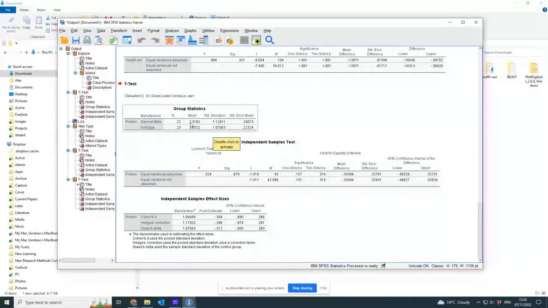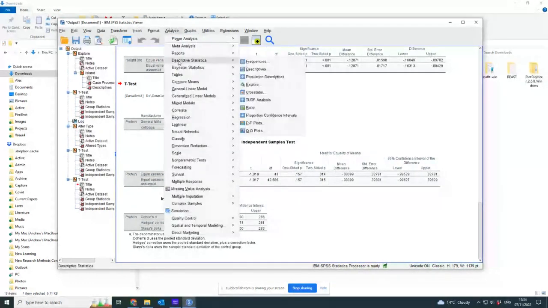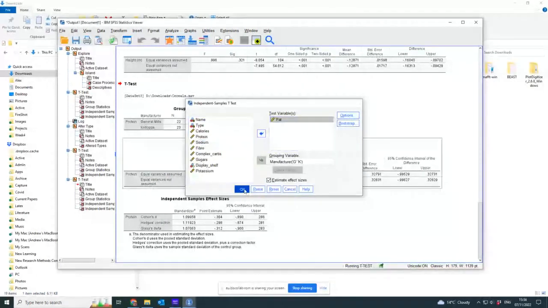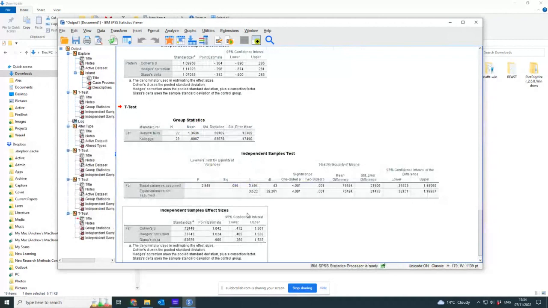I did that for, what was it? That was protein. Let's do it for fat, just for the sake of doing it for something else. Compare means, independent samples. Let's get rid of protein. Let's put in fat instead. Go OK. 22, 23. There's a lot more fat in General Mills ones than there is in the Kellogg's ones.